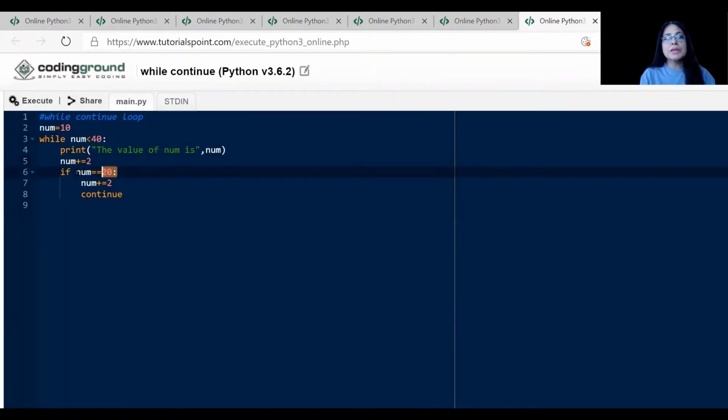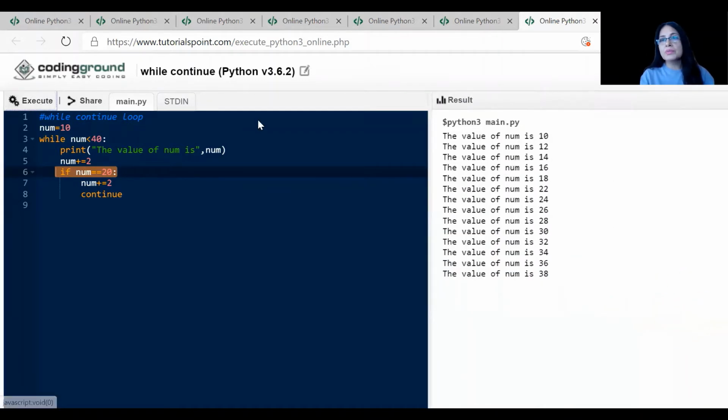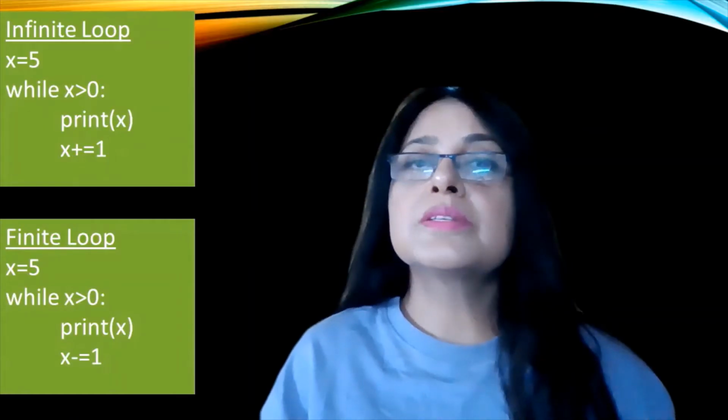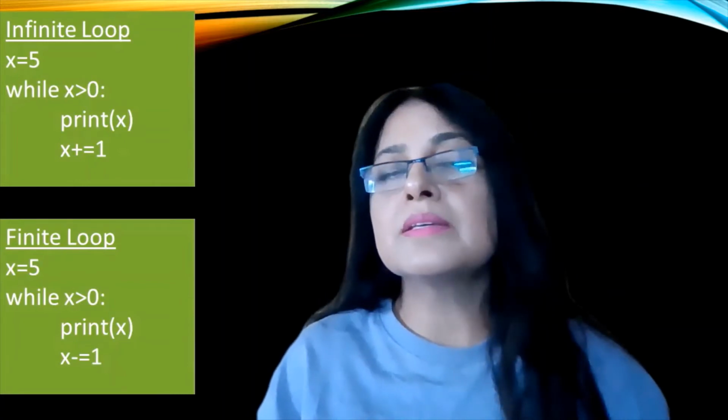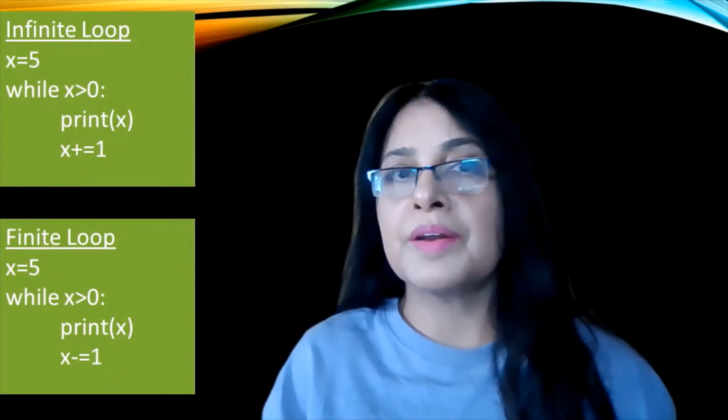Now we will check if num equal to 20, then it should continue. And we execute this, we get the output starting from 10 to 38, but 20 will be missing. Iterations can also end up as infinite loops if the semantics of the program are not correct.